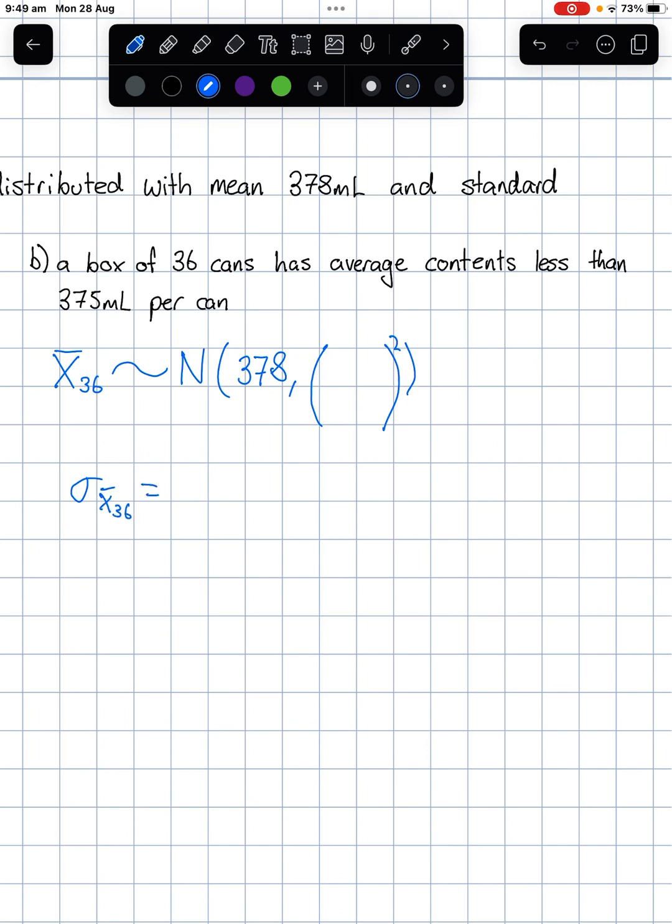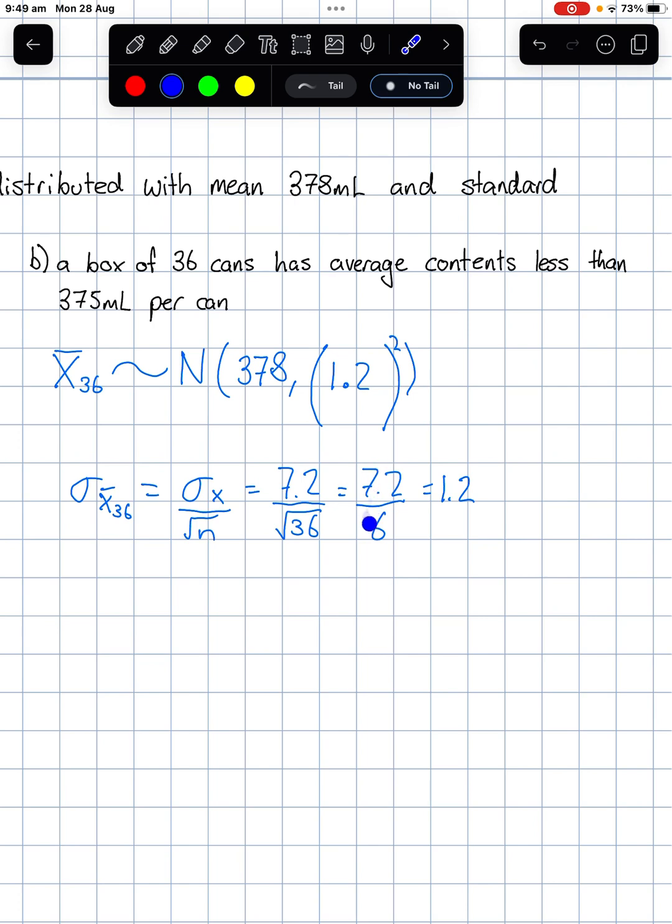Because remember, the standard deviation of this is the standard deviation of our X variable divided by the square root of n. So we're looking at our 7.2 over the square root of 36, which is going to be equal to 7.2 on 6, because 36 is 6 squared, which ends up being 1.2 mil. So we'll just put a 1.2 in here. If I was rounding this, I would use this value, but because it's an exact decimal, I'm just going to use that exact decimal.